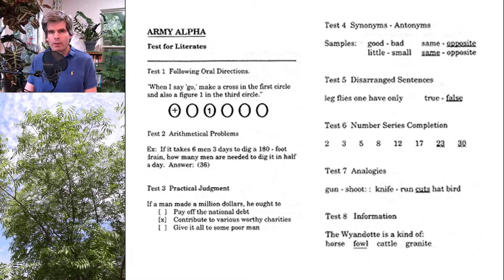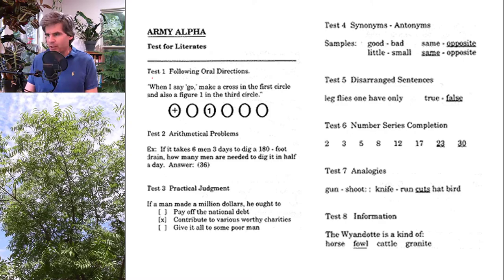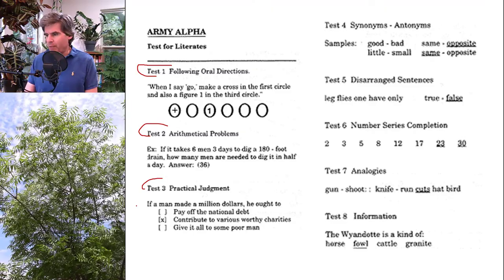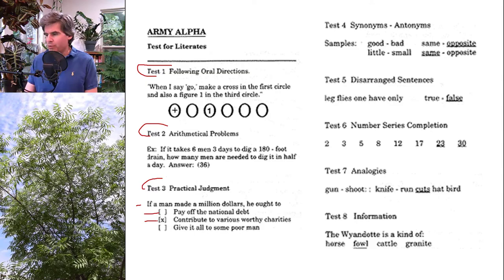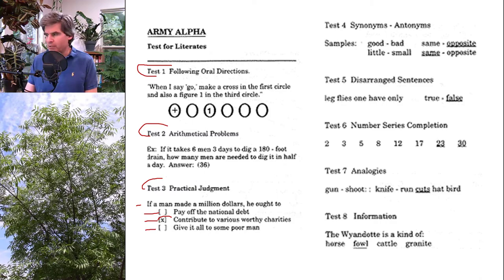Here are examples of items from the Army Alpha. We have some things where they're supposed to follow directions, some arithmetic problems, practical judgment. If a man made $1 million, he ought to A, pay off the national debt, B, contribute to various worthy charities, or C, give it all to some poor man. The correct answer there, I guess, is B.